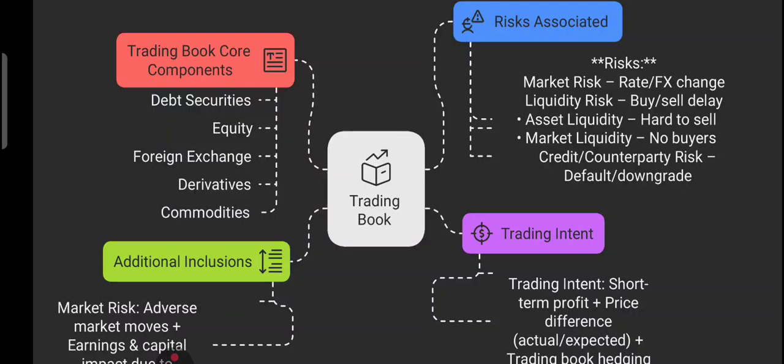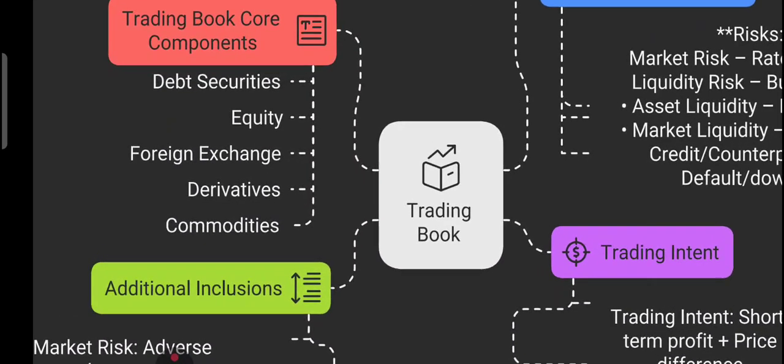So what are the core components of the trading book? As you can see, debt securities, equities, foreign exchange, derivatives and commodities. So these are the go-to instruments when a bank aims to make profit from market movement.